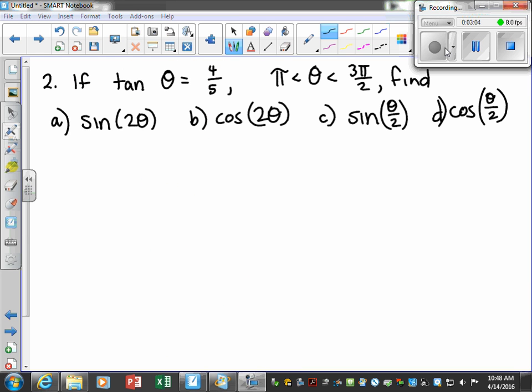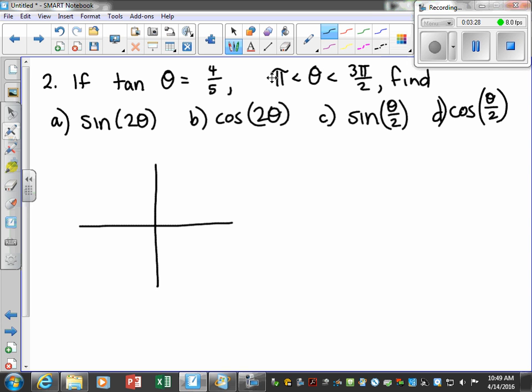Okay, so let's see another example like this. This time they're going to give us tangent theta and we're going to be in a different quadrant. Okay, but we want to find all 4 parts. So double angle for sine and cosine, half angle for sine and cosine as well. So the first thing we got to do is figure out which quadrant this is going to be in. So let's do that work over here.